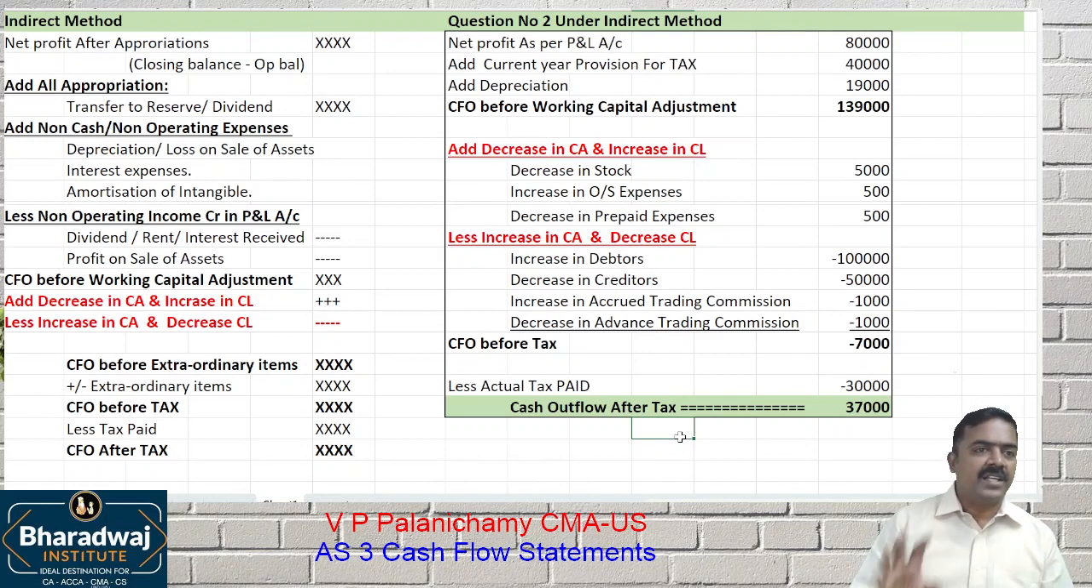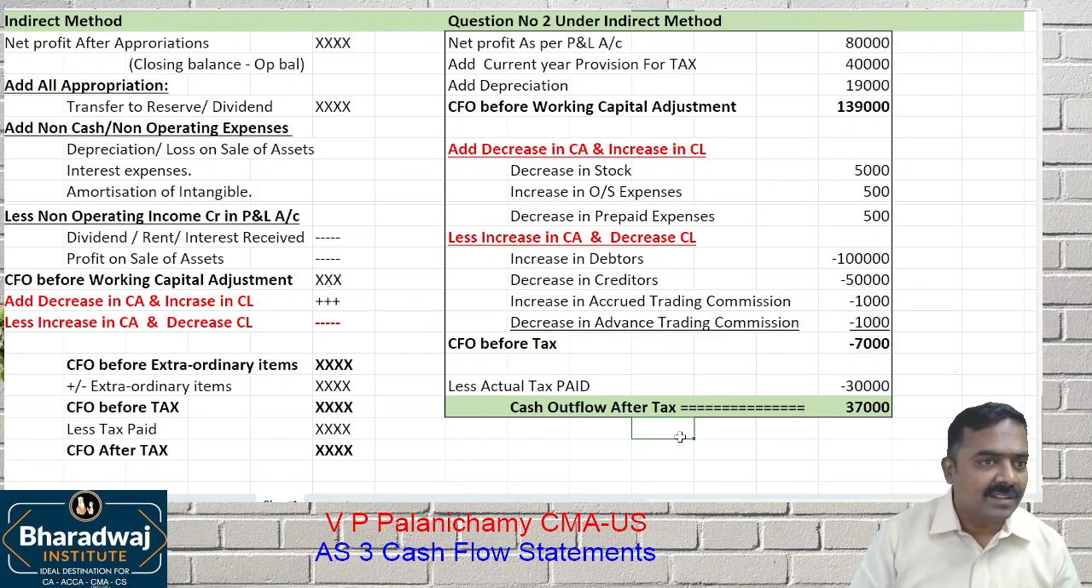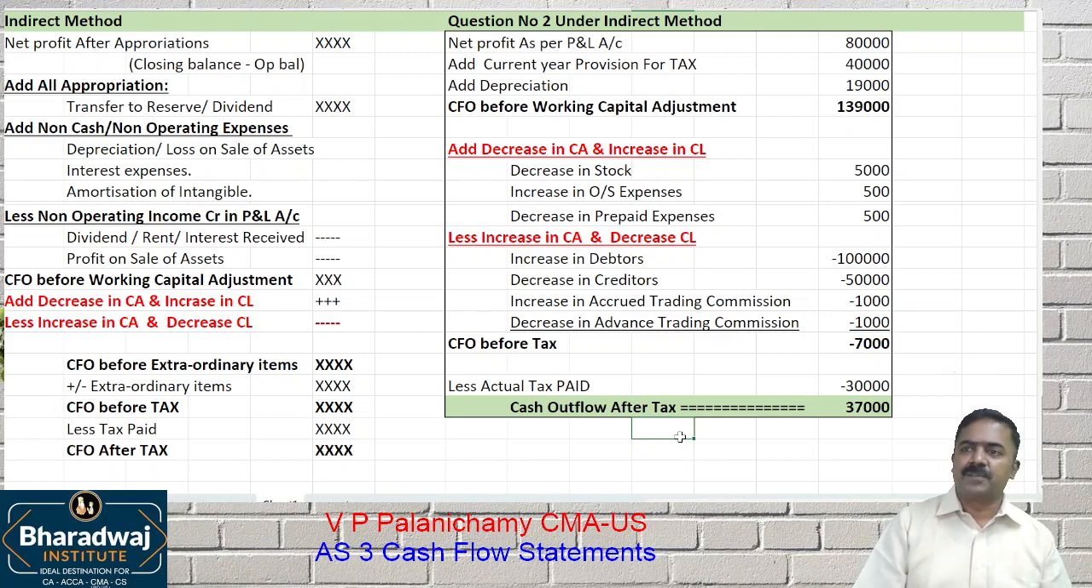Done? Please remember, we have not learned the complete cash flow statement. We learned only operating activity under which method? Direct method and which method? Indirect method. Once this much is learned and understood, cash flow statement learning is 80% over. The 20% is the quiz in the exam.